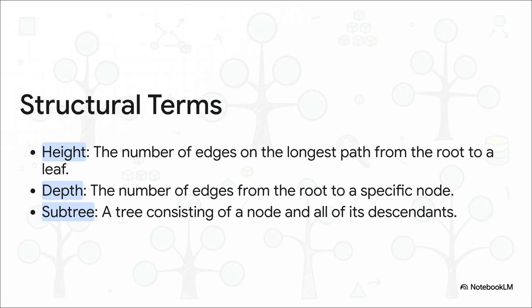Now, let's talk about the shape of the tree itself. The height of the entire tree is just the longest possible path you can take from the root all the way down to a leaf. The depth, on the other hand, is about a specific node. It's that node's personal distance from the root. And finally, a subtree, well, it's exactly what it sounds like. It's a mini tree that starts at any node you pick and includes everything below it. It's a tree within a tree.